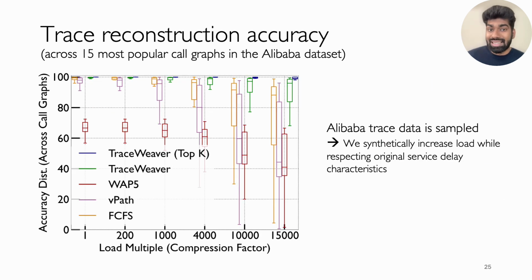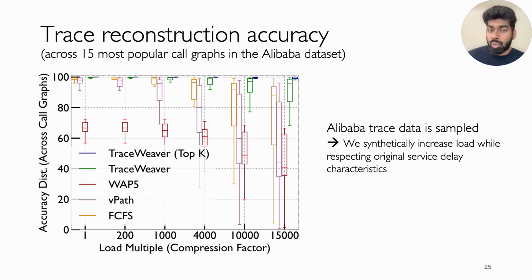We also evaluate on a dataset from the Alibaba cluster where traces are collected from production applications. The y-axis shows box plots which represent the accuracy distribution across the 15 most popular call graphs, with increasing load on the x-axis. Please note, since these traces are from a production environment, they are highly sampled, which decreases the concurrency that we see. Therefore, we artificially increase the load by post-processing these traces cleverly while respecting the original service delay characteristics. More details are in the paper.